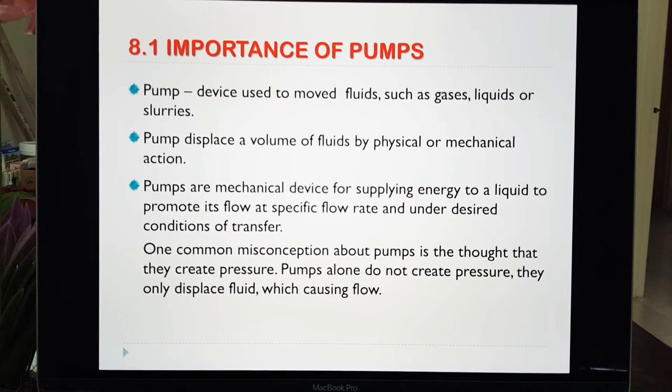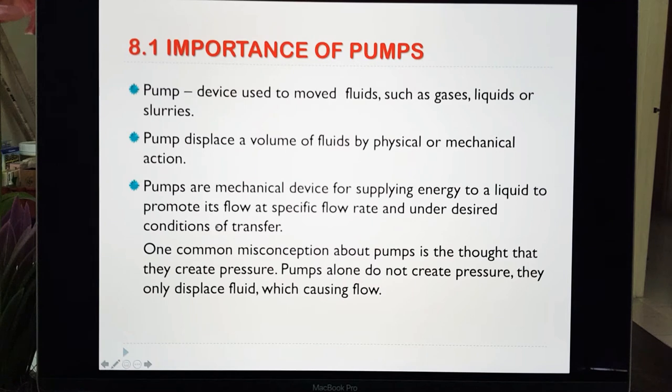So what is a pump? A pump is a device that is used to move fluid such as gases or liquids or slurries. And pumps are used to displace a volume of fluid by physical or mechanical action. When we talk about displacing a volume of fluid, we want to transport or transfer the fluid from one area to another area. Okay, pumps are mechanical devices for supplying energy to a liquid to promote its flow.